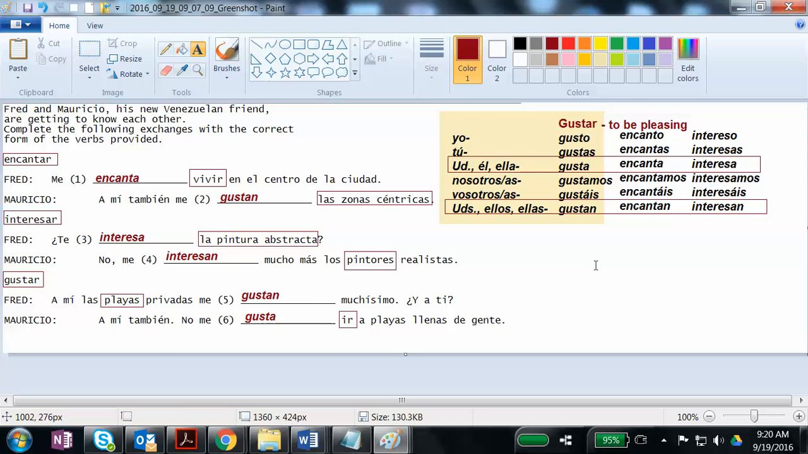Okay. And if you want to say something is not pleasing to you, which they did a couple of times, then you're just going to put a no in front of the indirect object pronoun. So, me gusta ir a playas llenas de gente is I like to go to beaches full of people. No me gusta is I don't like to go. So anytime you want to say you don't like something, just put a no in front of the indirect object pronoun.